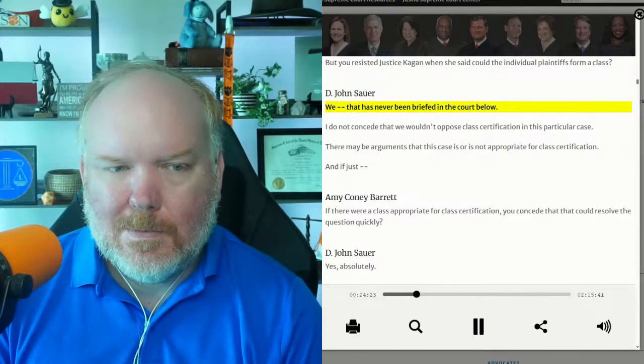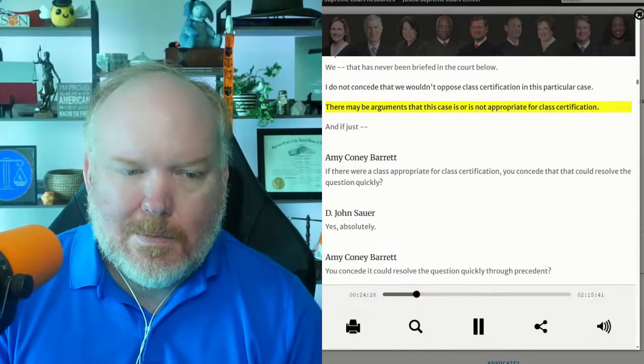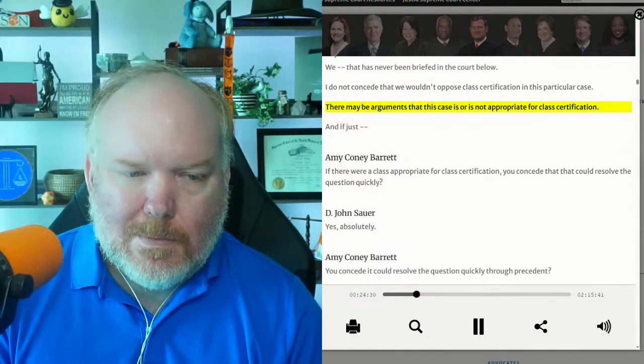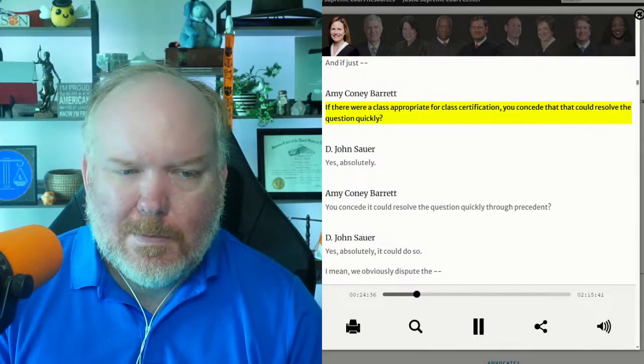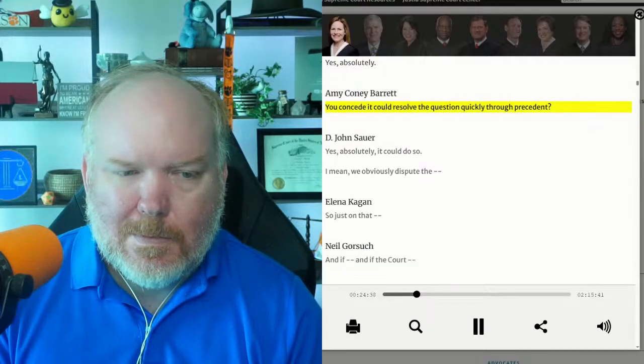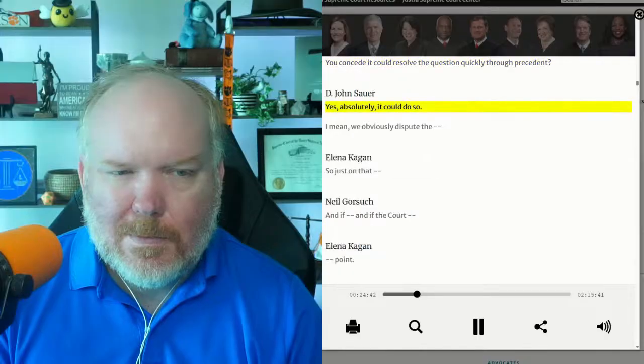That has never been briefed in the court below. I do not concede that we wouldn't oppose class certification in this particular case. There may be arguments that this case is or is not appropriate for class certification. And if there were a class appropriate for class certification, you concede that could resolve the question quickly? Yes, absolutely. You concede it could resolve the question quickly through precedent? Yes, absolutely. It could do so.